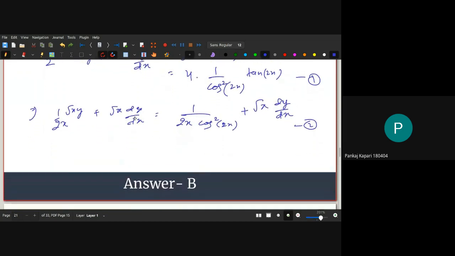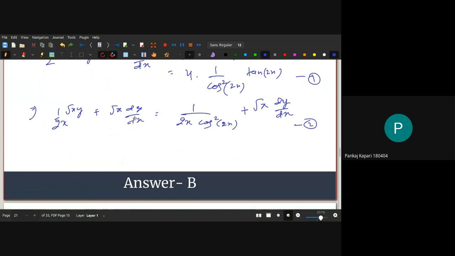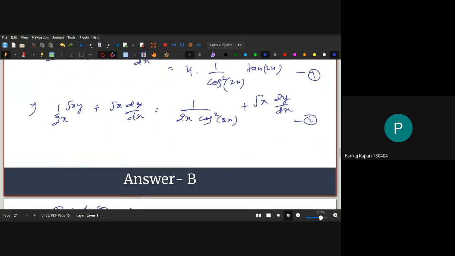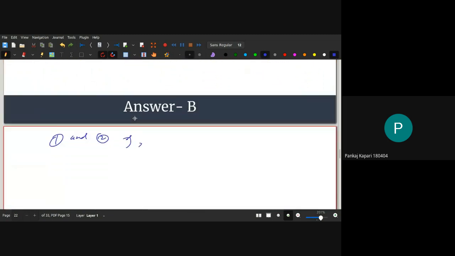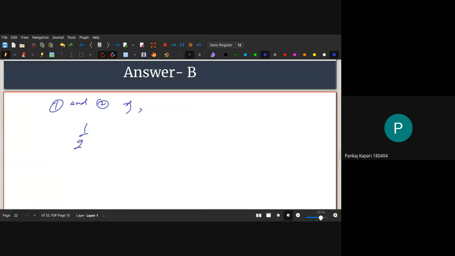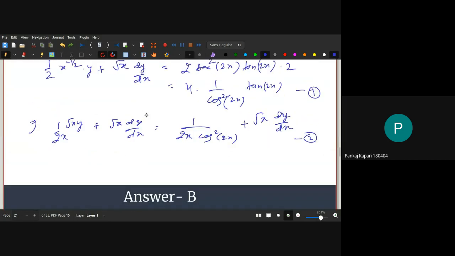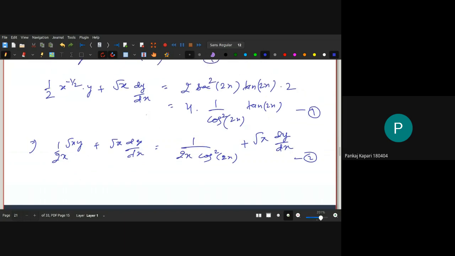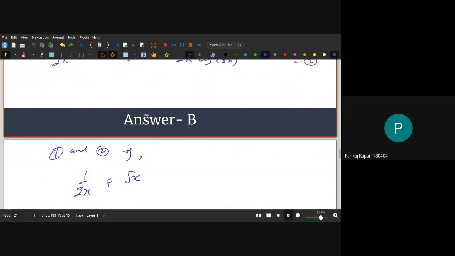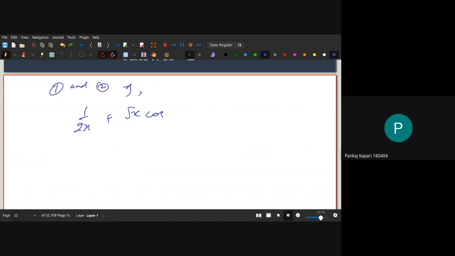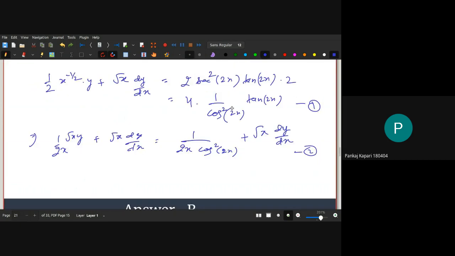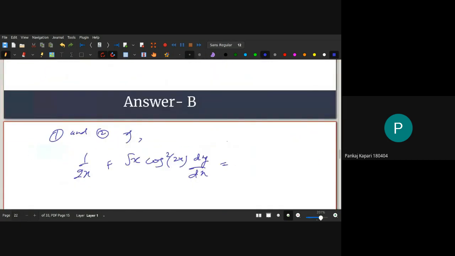So what we are doing, we are multiplying both sides by cos square 2x. If you multiply both sides by cos square 2x, then you will have 1 over 2x plus root x times cos square 2x into dy over dx, and on the right hand side we are left with 4 times tan 2x.